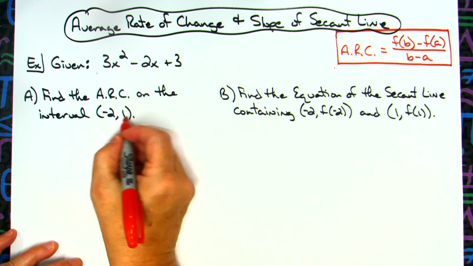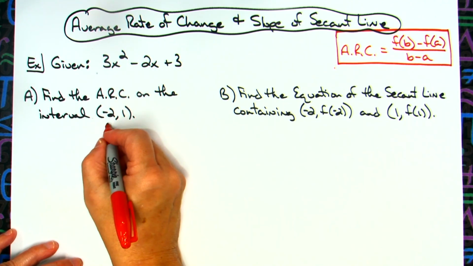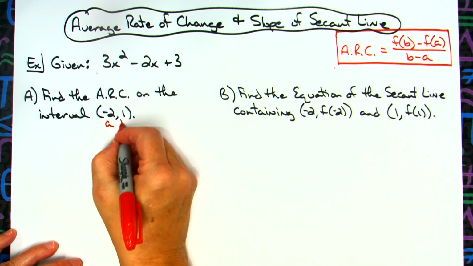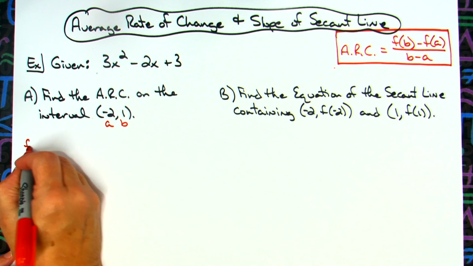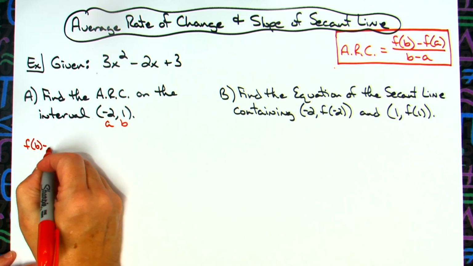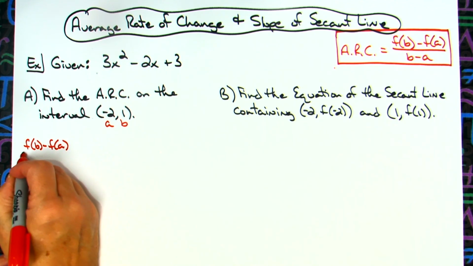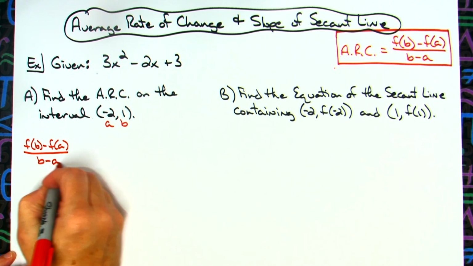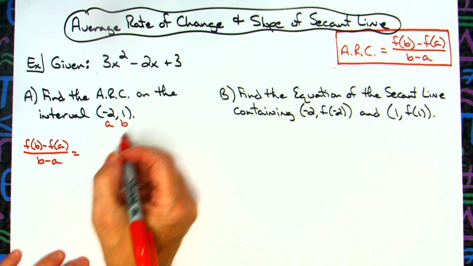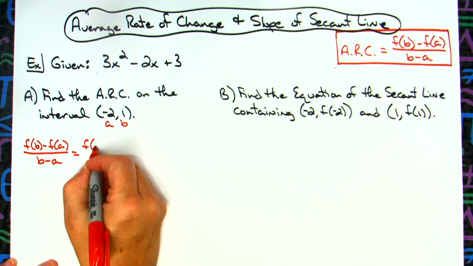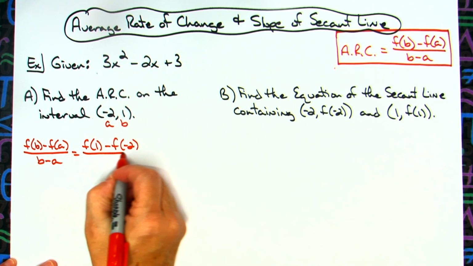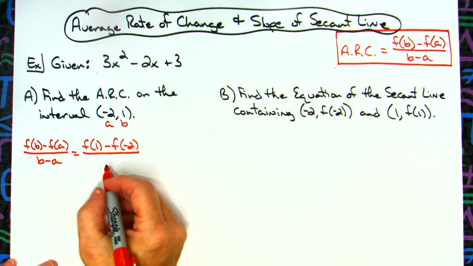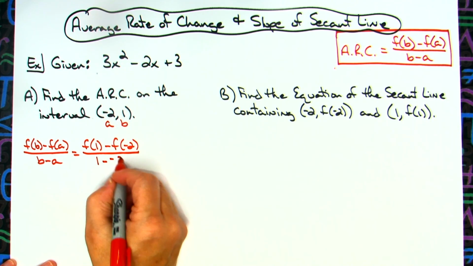Now you do need to know that on this interval, the -2 is your a value, the 1 is your b value. So we'll start by writing the formula, f of b minus f of a all over b minus a. Now I'm going to plug in those values. So we're going to have an f of 1 minus an f of -2, and then all over b minus a, which is going to be 1 minus a -2.